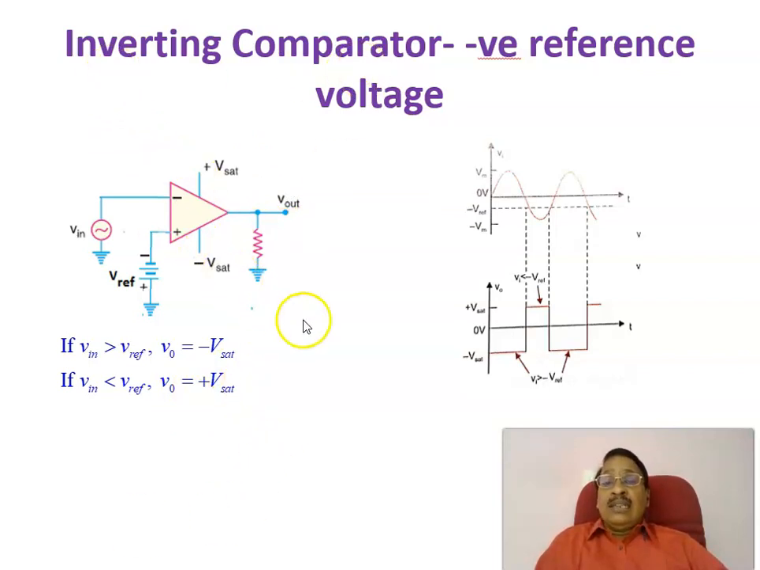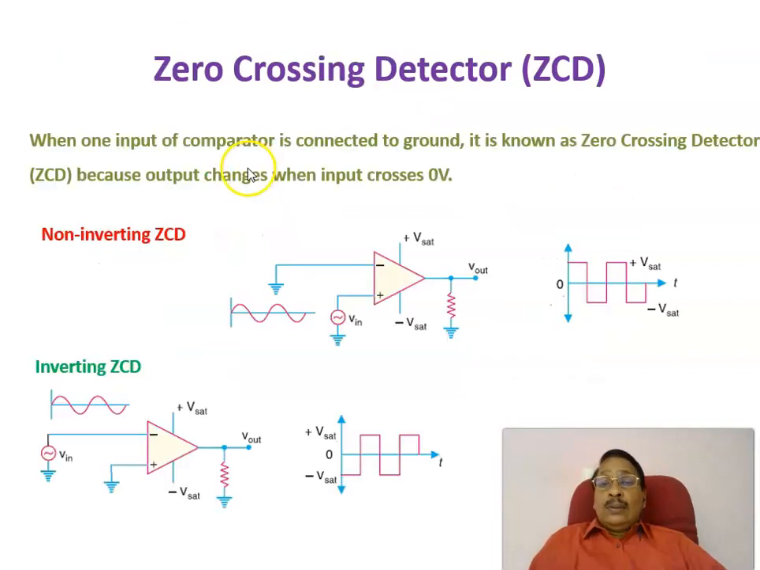But for a non-inverting comparator, it will be just the reverse. That is, if input voltage is more than V reference, output voltage equals plus V sat. And if input voltage is less than V reference, output voltage equals minus V sat. Just opposite to that one. Or you just remember that one. Based on this rule, you can find out whether it is plus V sat or minus V sat depending upon the relative magnitude of the input voltage as well as the reference voltage. That is the inverting comparator with a negative reference voltage.